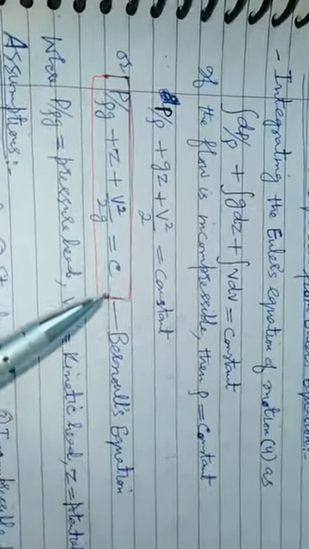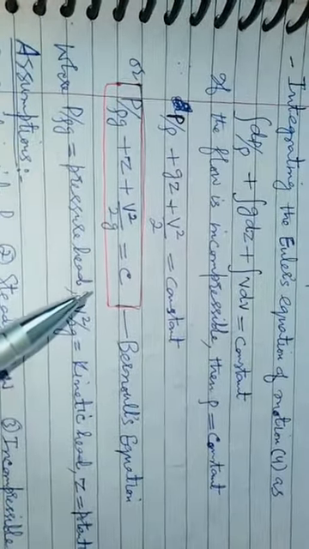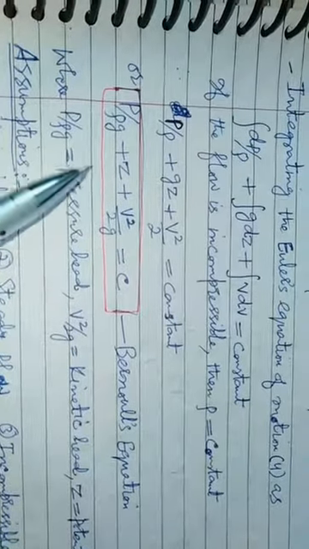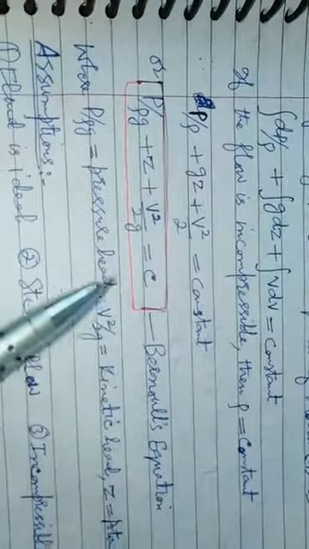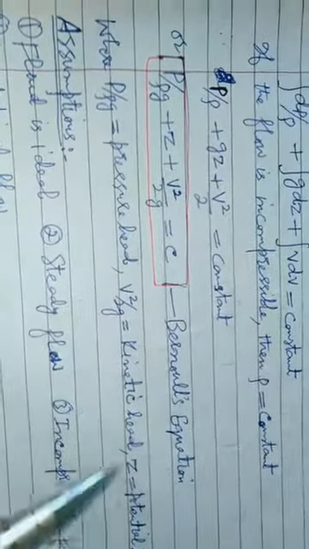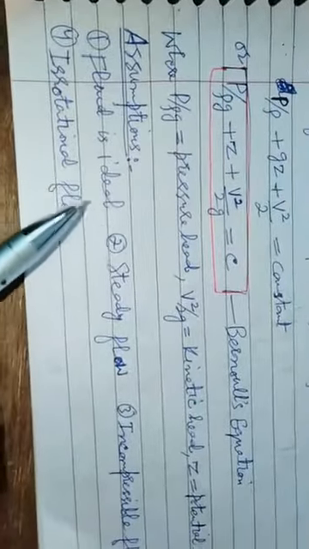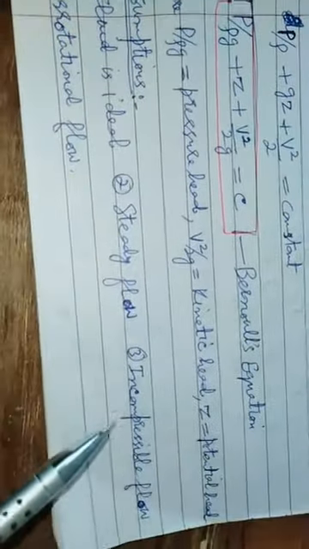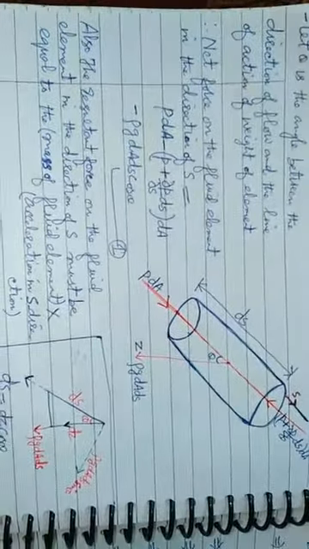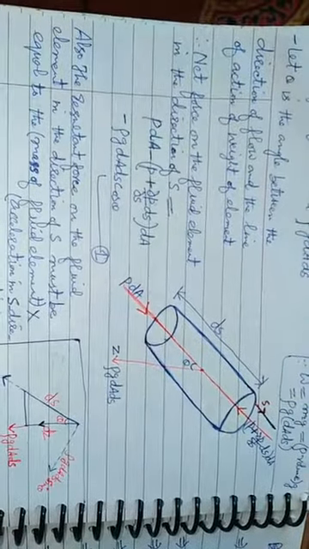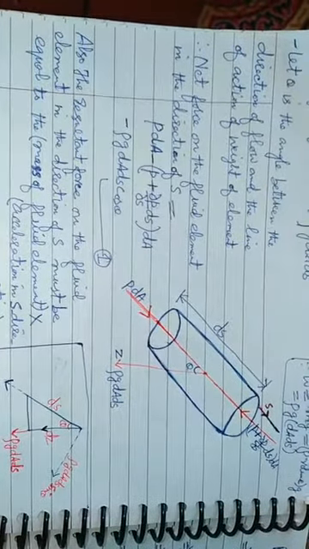So this is the final Bernoulli's equation that you already studied. This is the pressure head plus potential head plus kinetic head equal to constant. The assumptions in this case are that the fluid is ideal, with steady flow, incompressible flow and irrotational flow. So this was all about Euler's equation of motion, and how we derived it from the fluid element by considering it in cylindrical form.